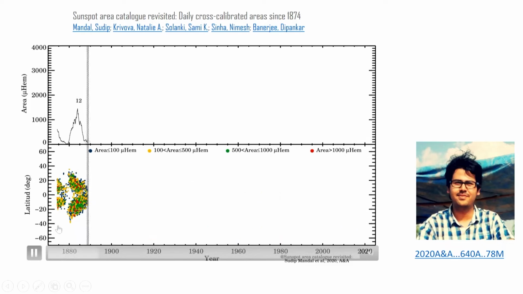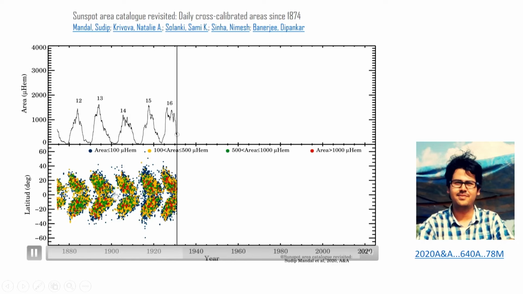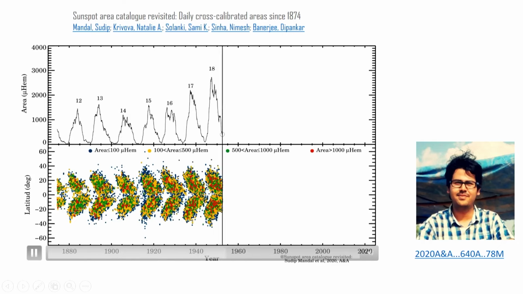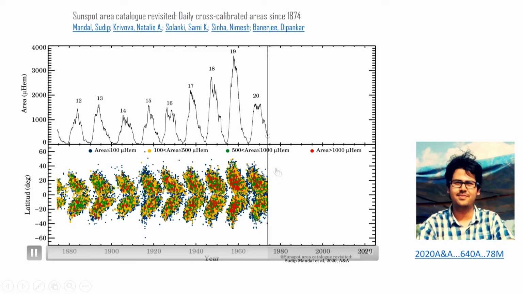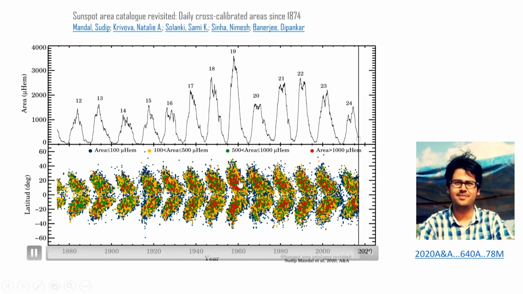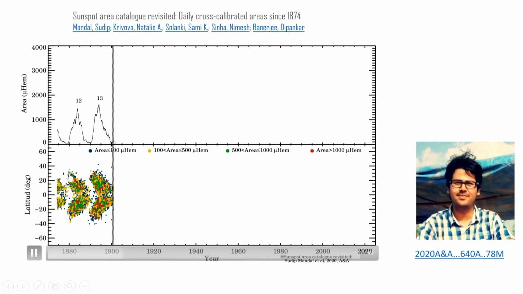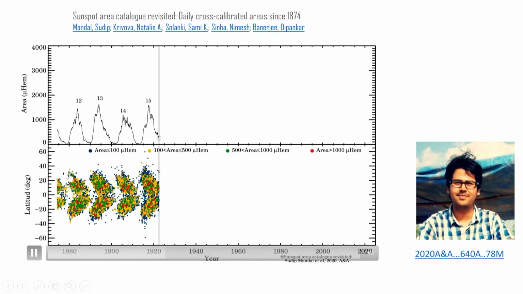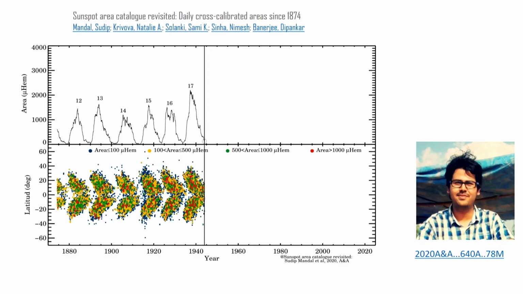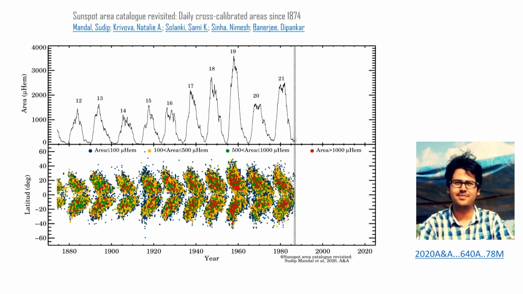The blue ones are the smallest sizes, and the red ones are the big sizes. What it also shows here is that the big ones are always very close to the equator, whereas the small ones appear at all latitudes, but primarily at the higher latitudes as well. So there is a lot of physics involved in explaining why there are differences between big sunspots and small sunspots and so on.